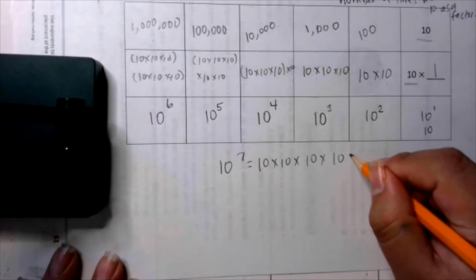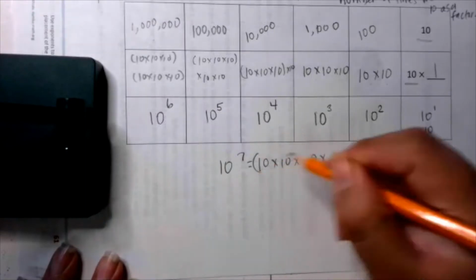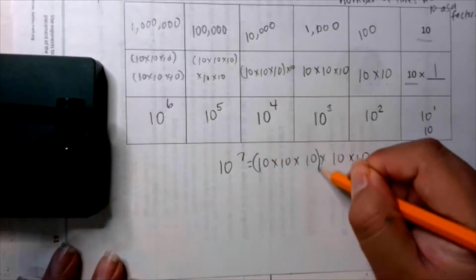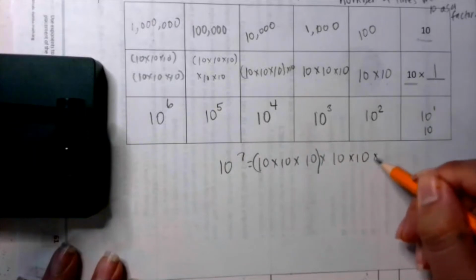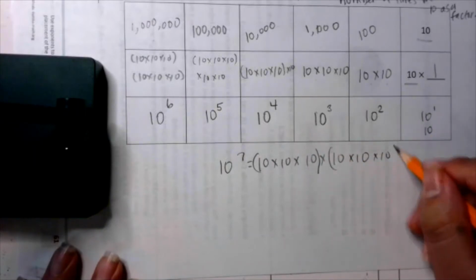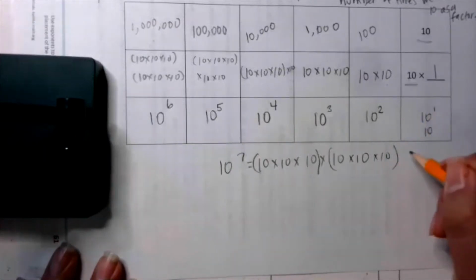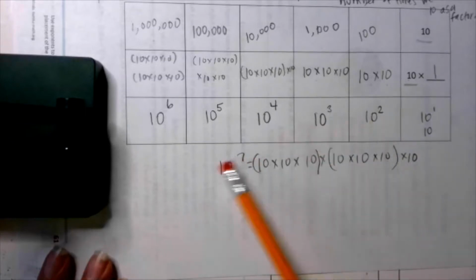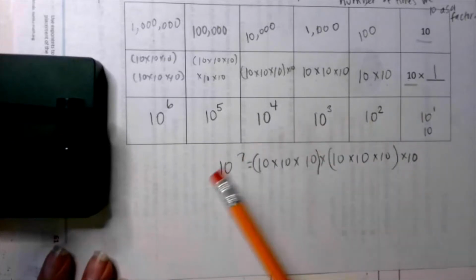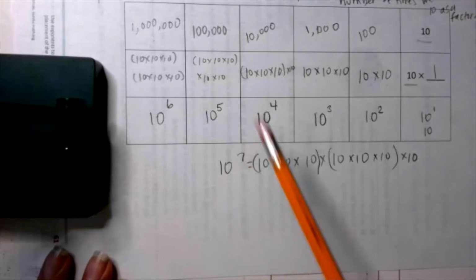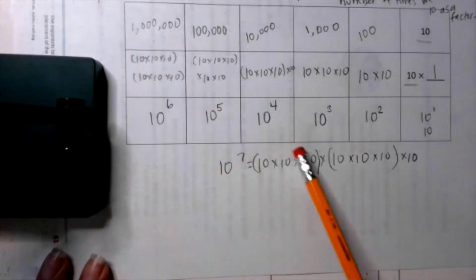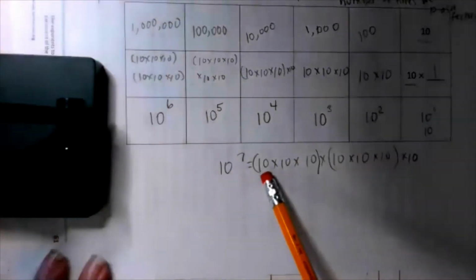10 7 times. Go ahead and did that to kind of simplify. And I group my multiplications like this because I just like to have them in neat little groups like that. If it were 10 to the 8th power, then you would have 10 8 times.